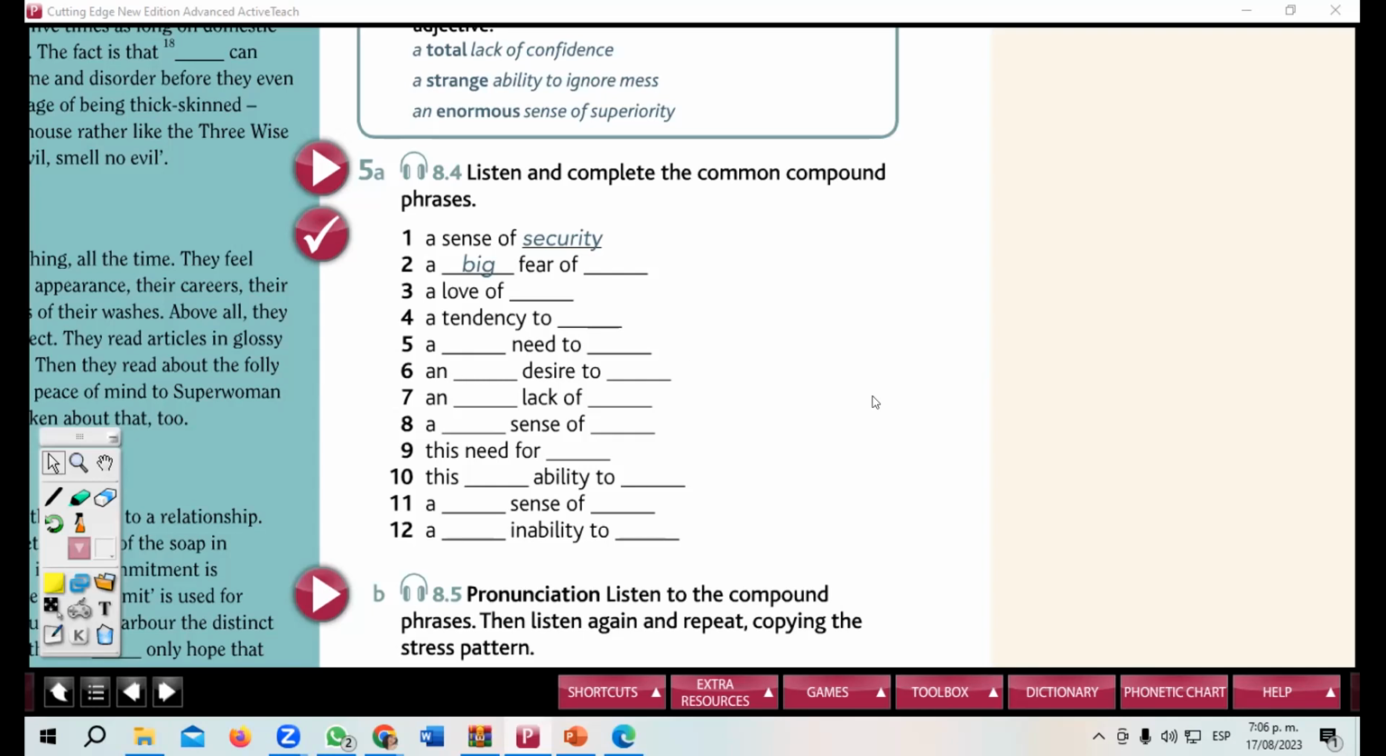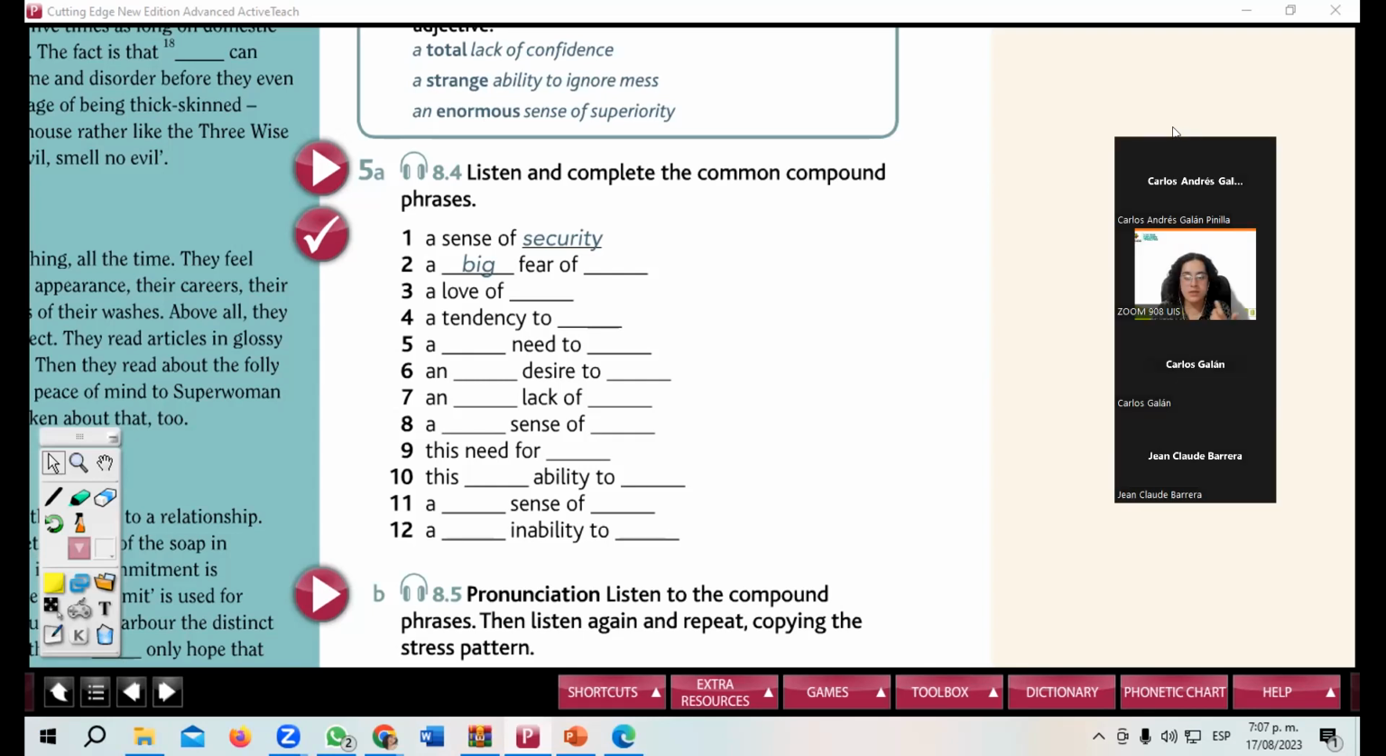Okay. Let's see, Carlos, what do you have for that one? For number 4. To worry about. That is correct. About the slightest thing. I will send it correct, the complete answer. You have a tendency to worry about the slightest thing. Do you understand this sentence, this phrase, what it means?